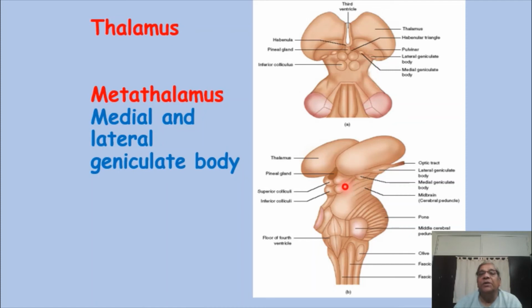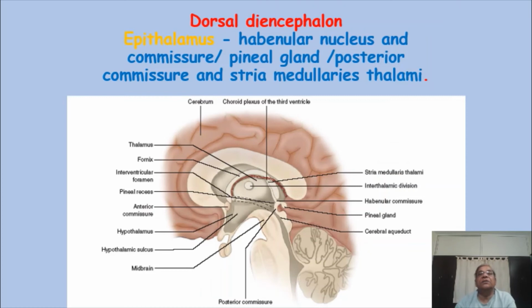In the oblique view you can see this is the superior colliculus and this is the inferior colliculus on the right side, and they are located in the midbrain. And then here on the undersurface, the inferior surface of this thalamus, this is the right thalamus. This is the medial geniculate body and this is the lateral geniculate body which forms the metathalamus. Let us go to the next part, and this is the epithalamus.